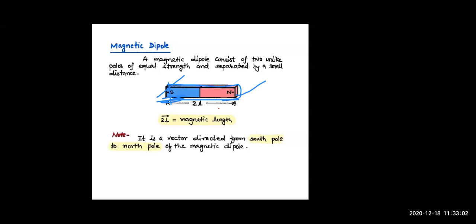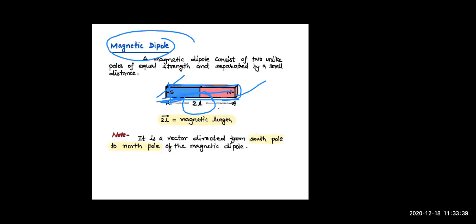And children, the North Pole and South Pole are separated by a very small distance, and that distance is 2L, right? So what is a dipole? A magnetic dipole is a system that consists of two poles, and those two poles have equal strength, but they are unlike, means they are opposite in nature, and they are separated by a very small distance. So that system is your magnetic dipole.